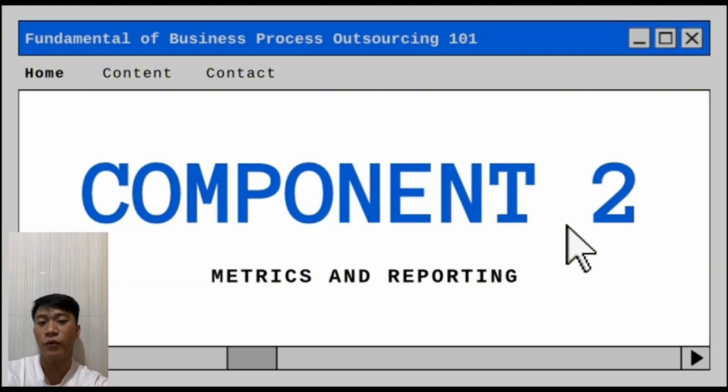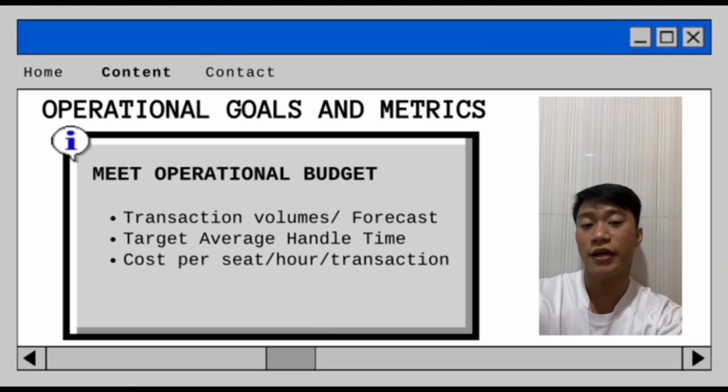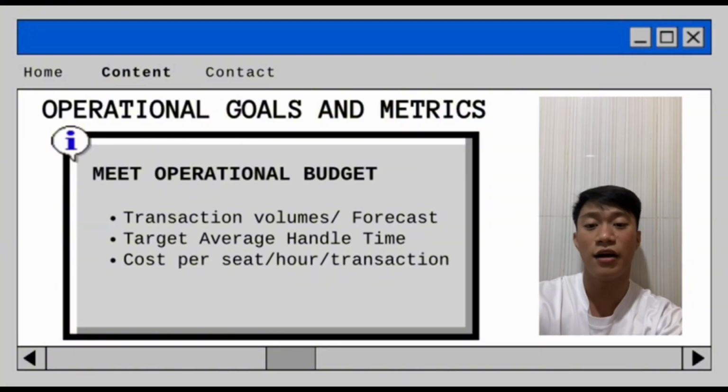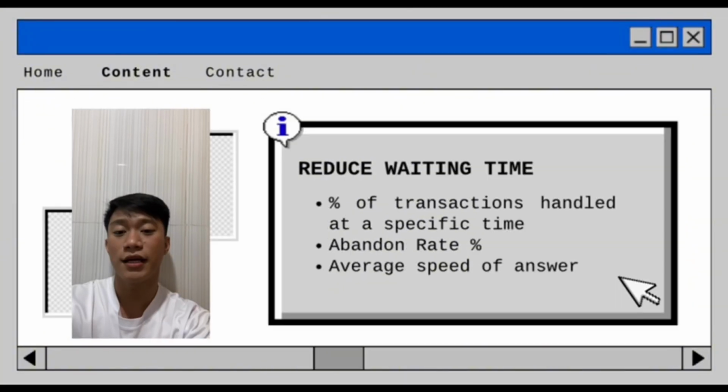We now proceed with the second component, which is metrics and reporting. Here, we will be dealing with operational goals and metrics, starting with meeting the operational budget. This ensures the team operates within financial targets by managing transaction volumes, keeping handle time within goals, and controlling cost per seat, hour, or transaction. Second, we have reducing waiting time.